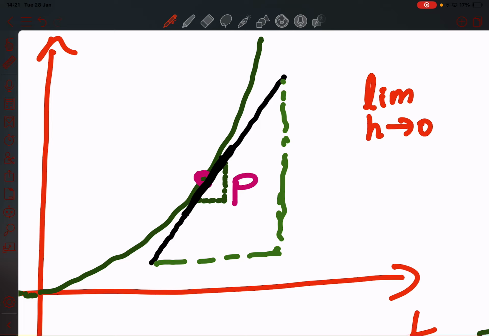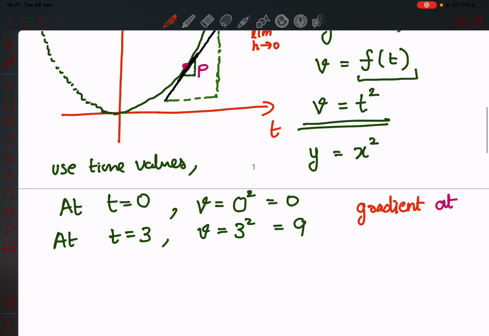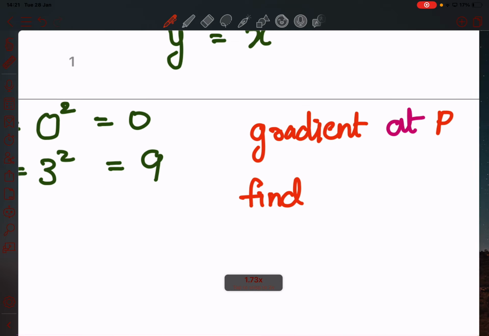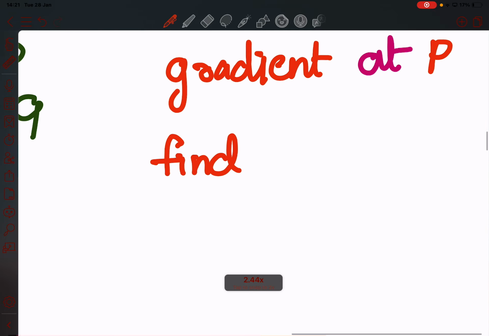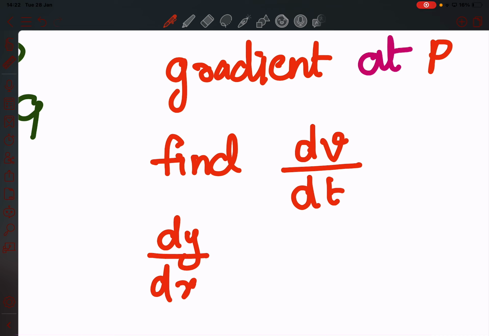You don't have to worry about all of this. This is not pure maths. All you have to remember is, if you have to find the gradient at the particular point P, all I have to do is find the derivative of my function. What is the notation for derivative? dy over dx. Now, here I don't have a dy, so this would be dv over dt, because you're doing the same thing. y here is my velocity, x here is my time.